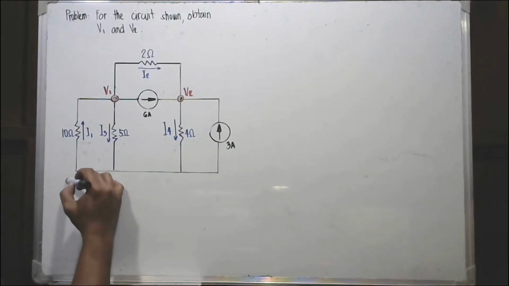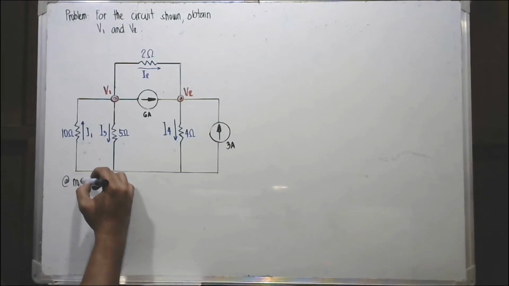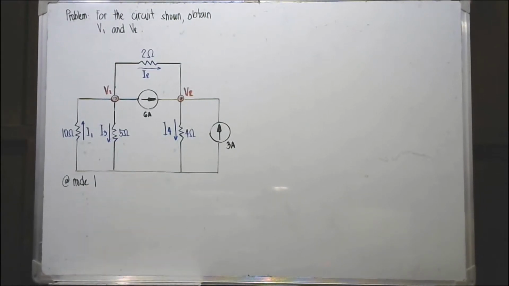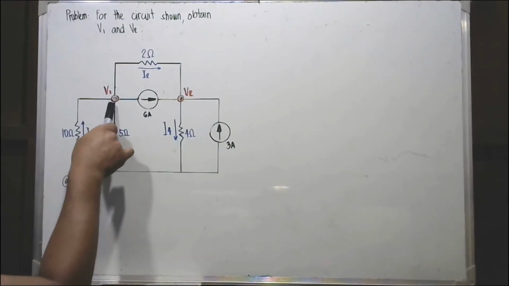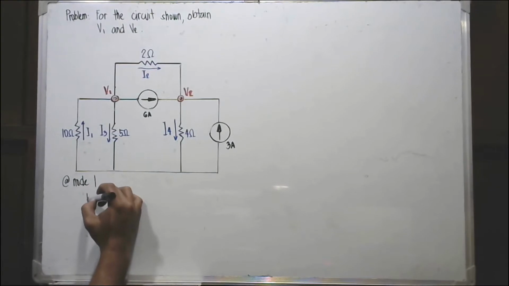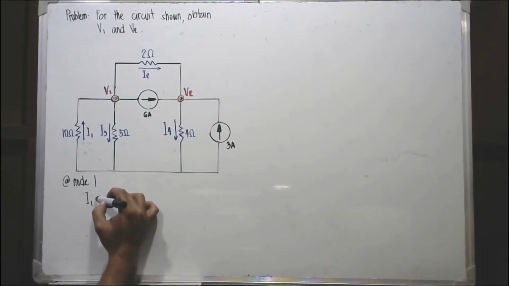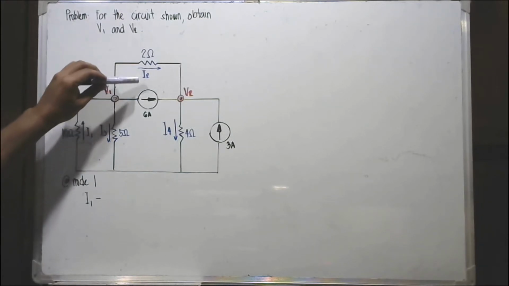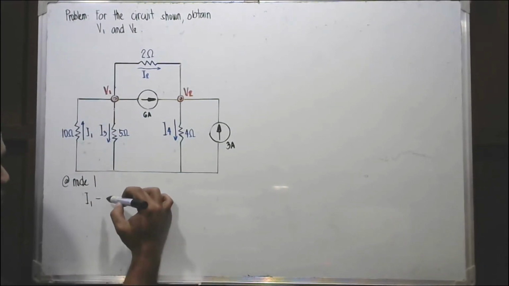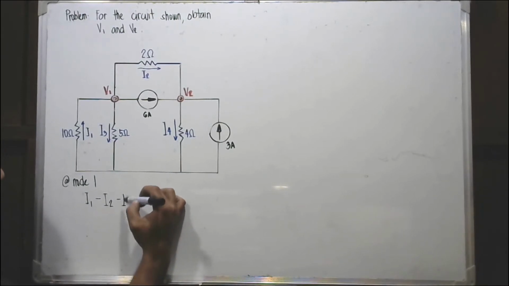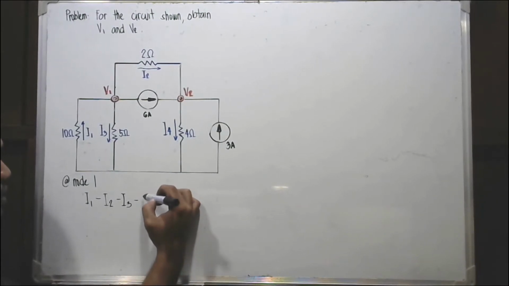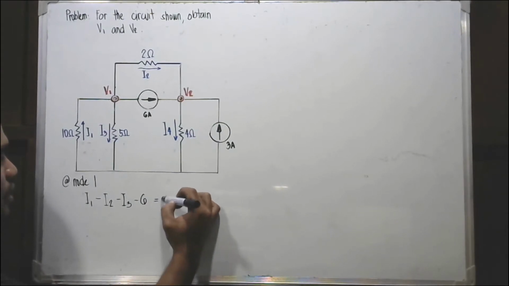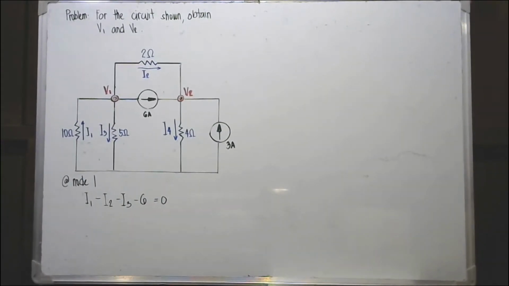So at node 1, you have current entering of I1 minus you have the leaving current of I3, I2, and 6 amperes. So that will be minus I2, minus I3, minus 6 amperes is equal to 0.